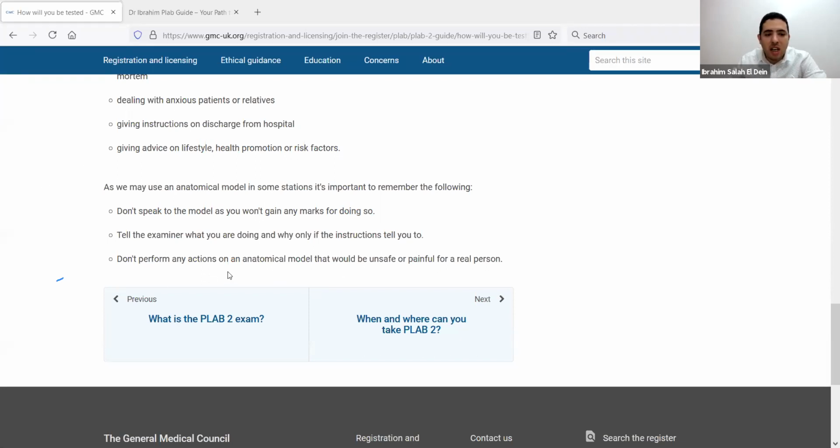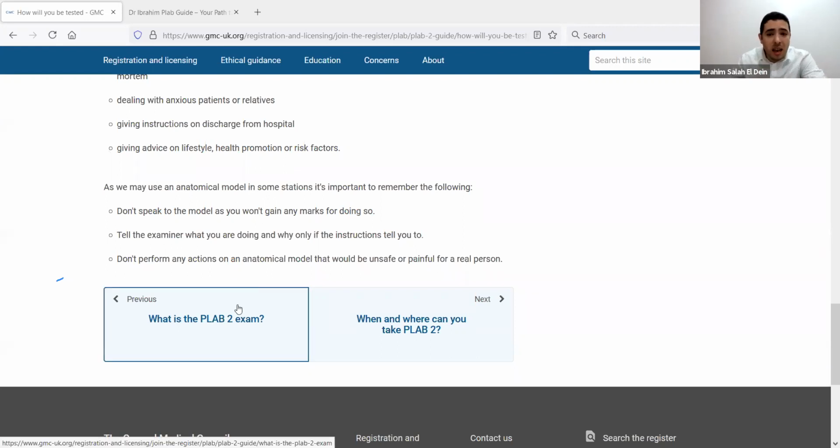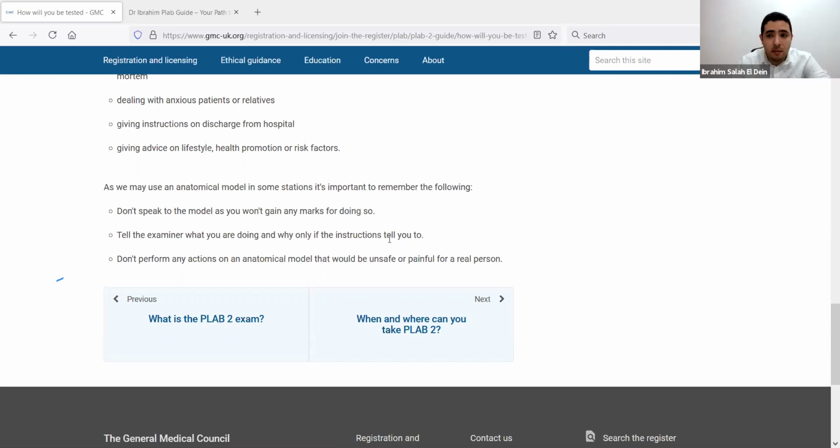Don't perform any action on an anatomical model that would be unsafe or painful for a real patient. One of the avoidable mistakes here is that many doctors may be a little bit aggressive with the mannequin, because in my mind I know it is a mannequin, so it will not feel pain. So if I'm introducing a speculum, I may introduce it in a very aggressive way. No, even if there is any problem with the mannequin, you need to mention it.